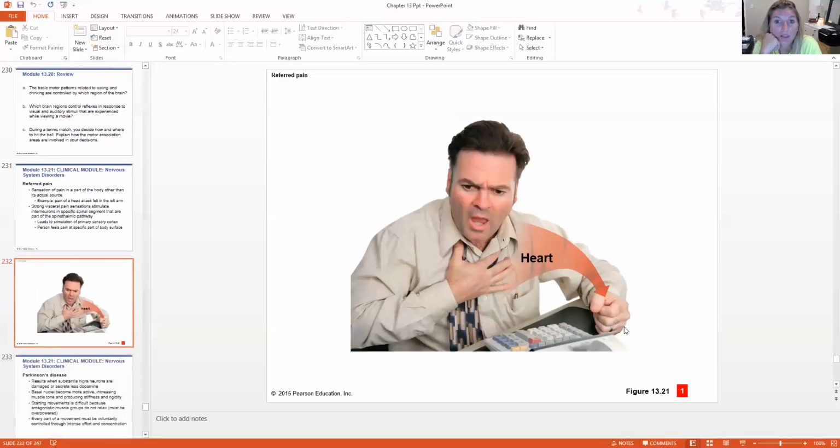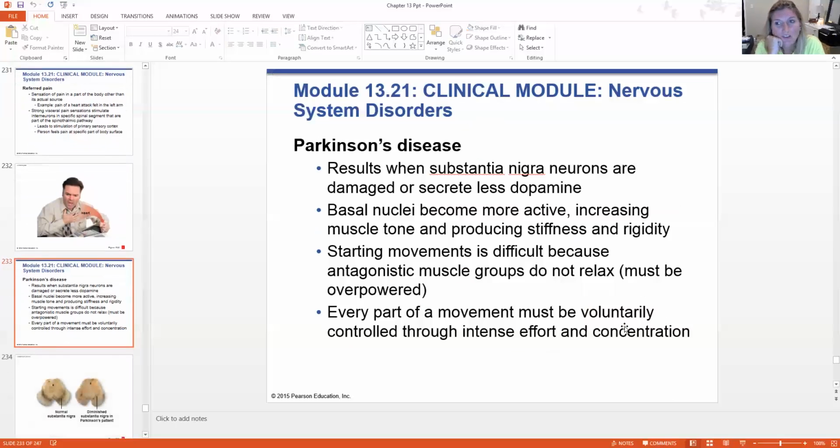Hopefully he's not actually having a heart attack in that picture. Just a bad actor. Or maybe a good actor.